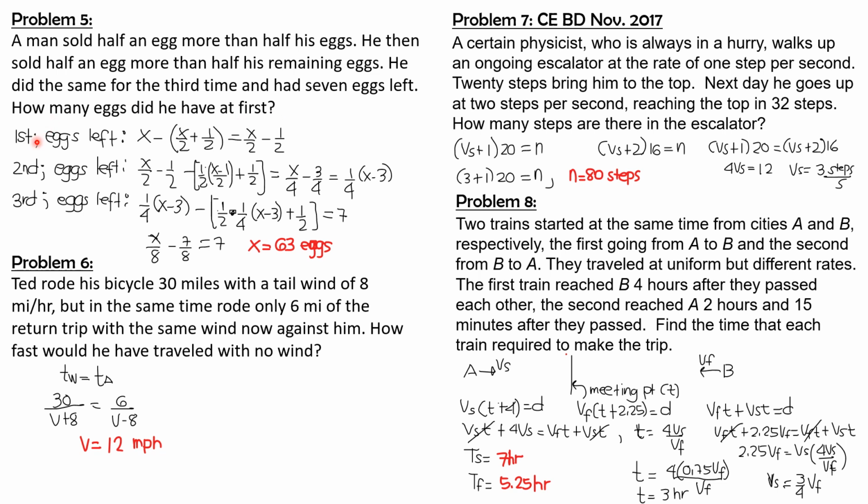So for the first selling, eggs left would be, it is clearly stated here, if we denote x as the original number of eggs, the man sold half an egg more than half his eggs. So meaning to say, the number of eggs sold is 1/2 of an egg more than half the original number of eggs. Simplifying that, the number of eggs left after the first selling is x over 2, then minus 1/2.